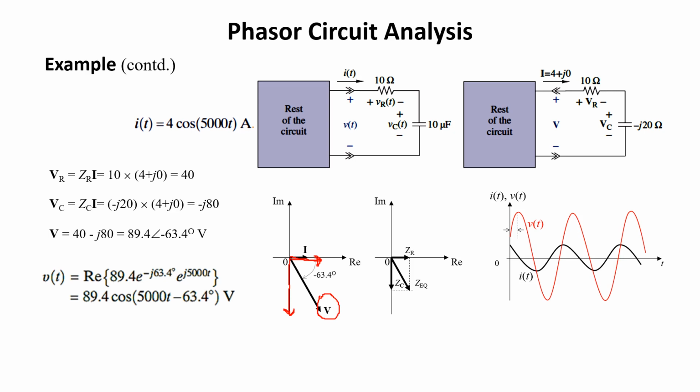We can represent the impedances ZR and ZC in the same manner, and we can find the Z equivalent. It's a complex quantity. Now, its representation in the time domain is 89.4 cosine 5000t, because we know from the source, and the angle is minus 60. This is the angle.